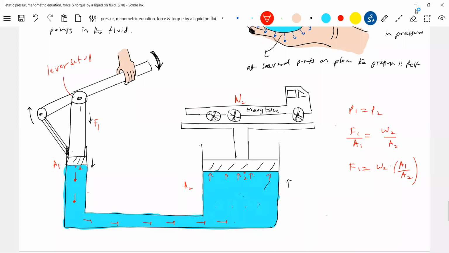The smaller you make A1 by A2, the smaller the force required here, because W2 will be much greater than F1, but A1 by A2 will be very small. So around 100 Newton or 200 Newton, with that also you can balance this truck. I think that is something very good, no? So this was the method: how do I lift heavier objects by using Pascal's law?